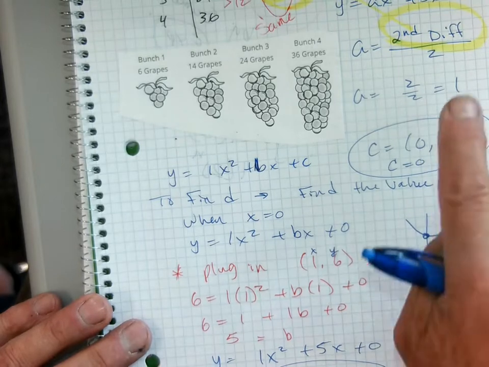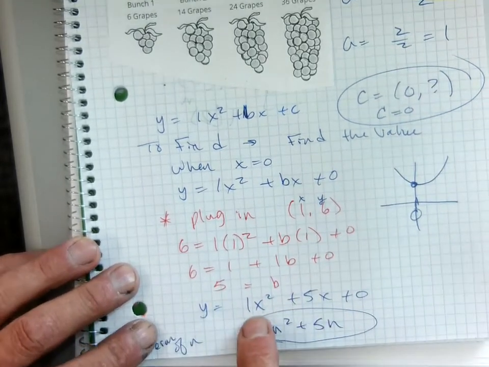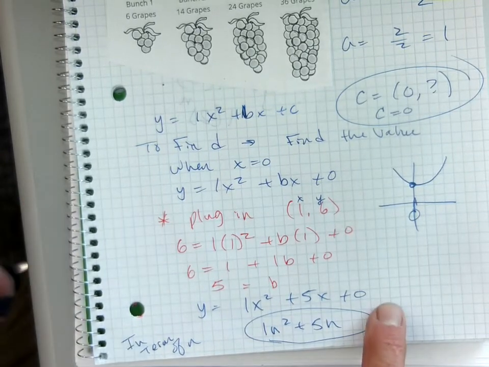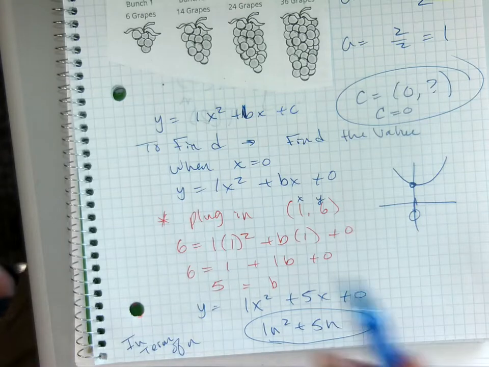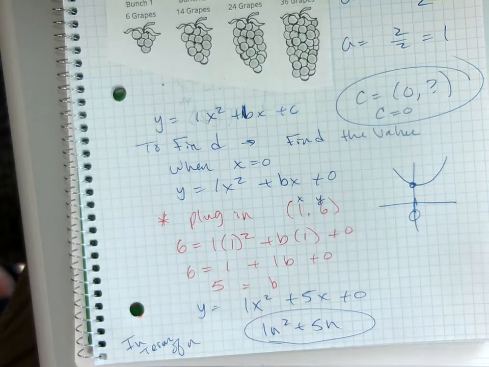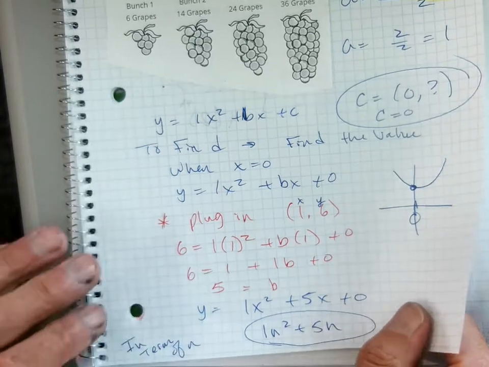So here's what I know. A is 1. C is 0. B is 5. So my equation is y equals 1x squared plus 5x plus 0. But we're talking about n's because we want to create a sequence. So instead of 1x squared, it's 1n squared plus 5n, and I don't need the 0. Okay? Finally, the third one is exponential.